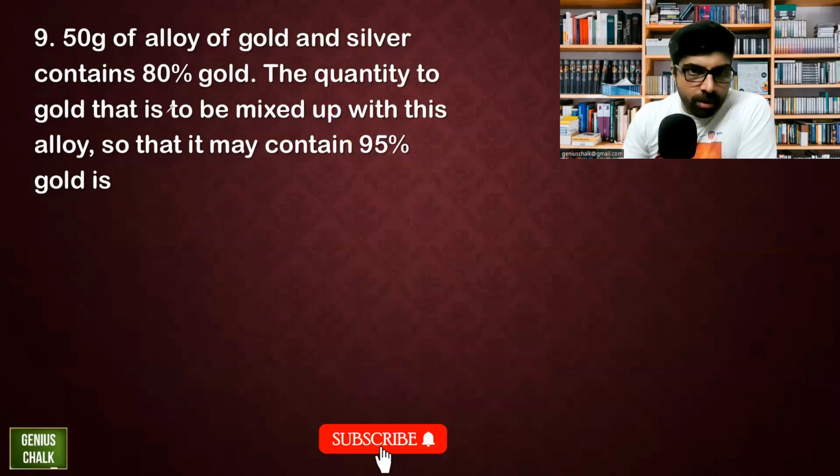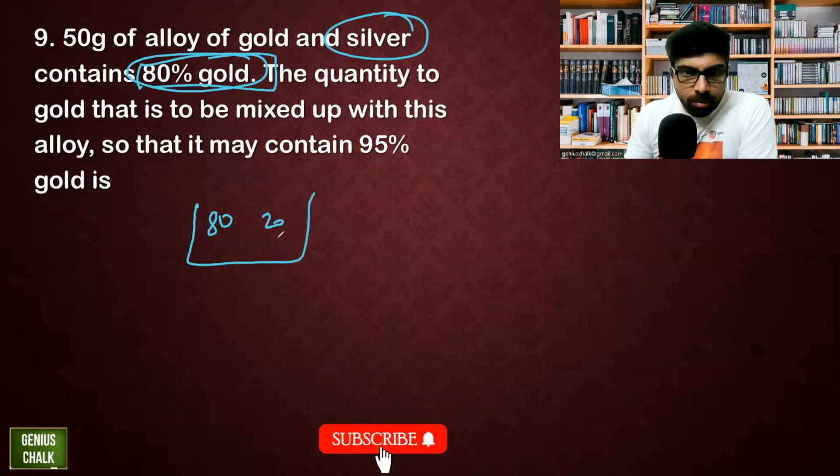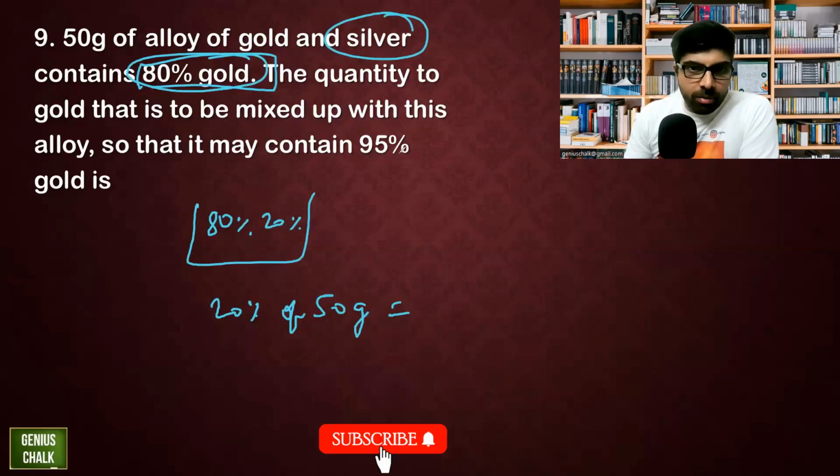If you solve this by another method, gold is added, that means silver is constant. So what was the silver in the earlier case? If there is 80% gold, that means 20% silver. So 20% of 50 gram must be equal to, silver is constant as we have added only the gold, that has to be equal to, if you're 95% gold, that means 5% of silver in the new quantity. Let's say new quantity is X. So can you find what is 20%?